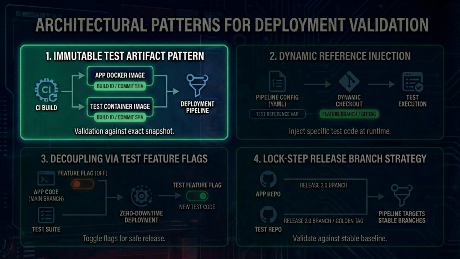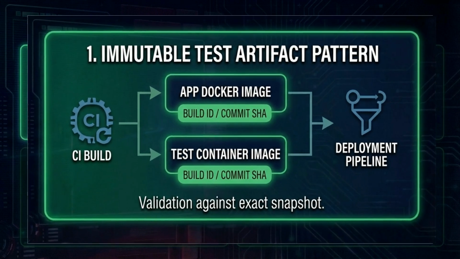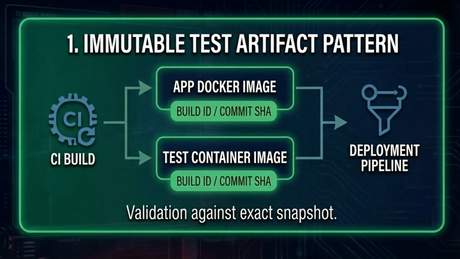First, the immutable test artifact pattern. Treat your test suite as a compiled binary. When your CI system builds the application Docker image, it should simultaneously build a containerized version of your tests. Crucially, tag both images with the exact same build ID or commit SHA.